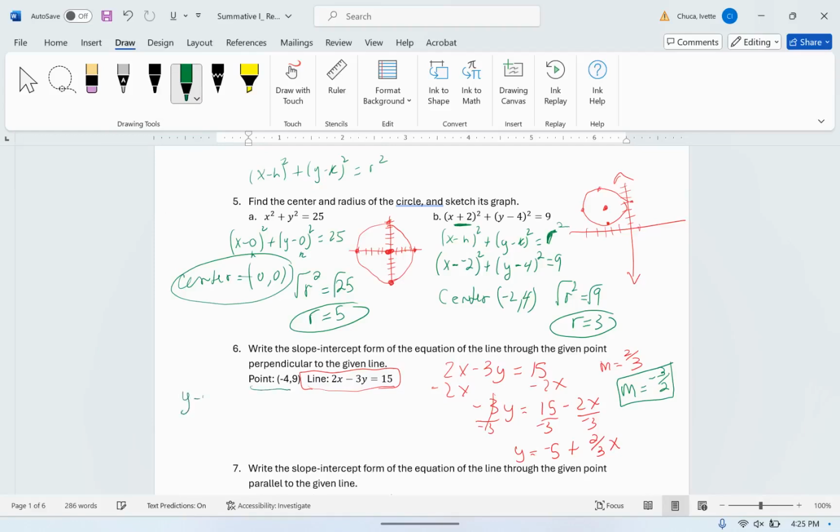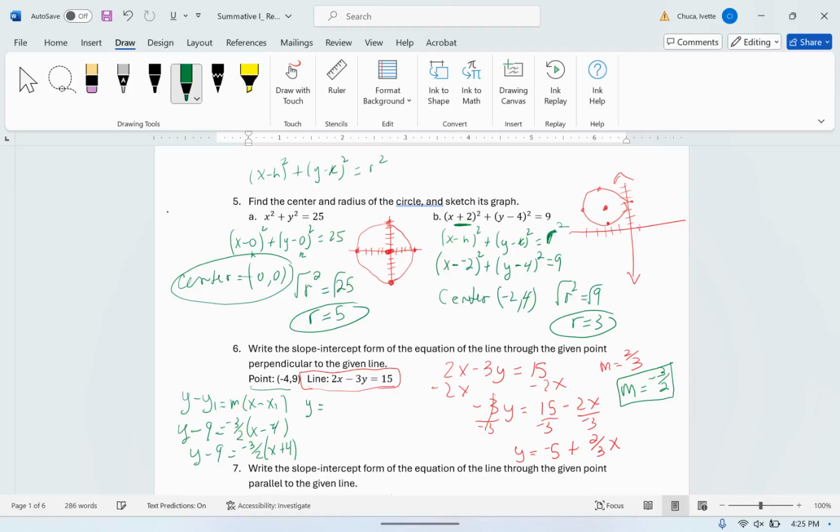So now we can use the point-slope form. We plug in our point. 9 is our y, and then our slope is negative 3/2, and then our x is negative 4. So if we simplify, we get y minus 9 is equal to negative 3/2 x. Negative negative is positive. I'm going to add the 9 to both sides.